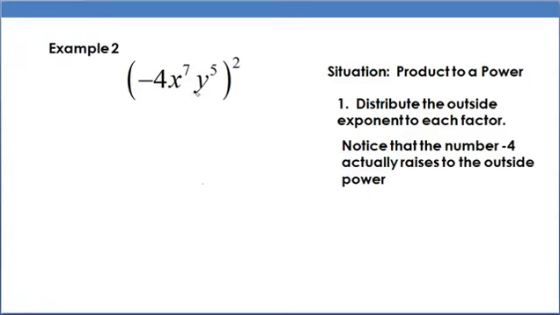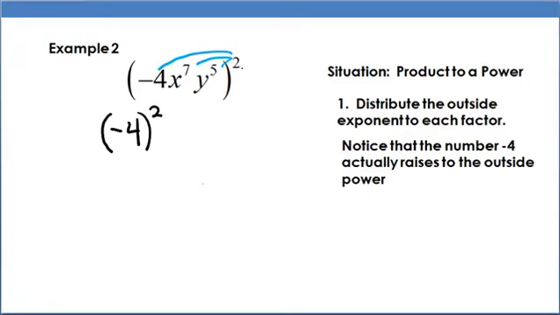Again, we have a product. It's all multiplication inside to a power. So we're going to take the outside exponent down and distribute it to each piece. So we will have negative 4 to the 2nd power. We will need to use parentheses because the negative is on the inside of the parentheses originally. So we will need to keep it inside parentheses, so it will go to the power.